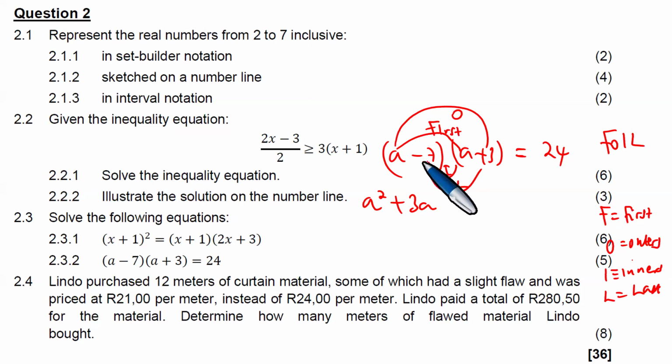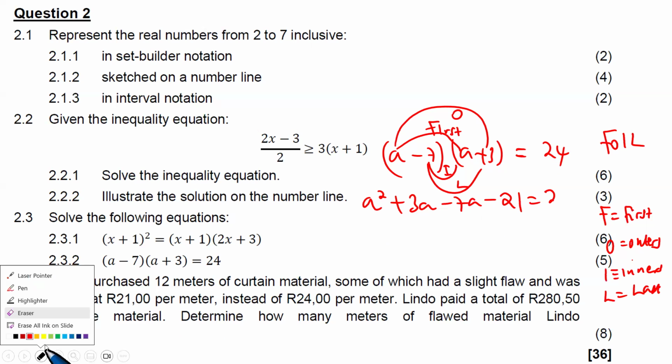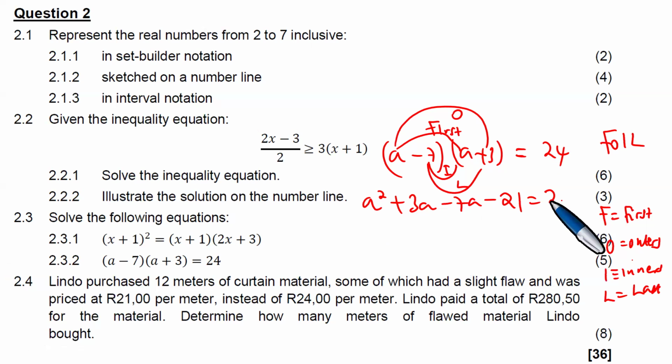So now we have the inners: minus 7 times a, which gives us minus 7a. And then the last: minus 7 times 3, which is minus 21. So a squared minus 4a minus 21 equals 24. The 24, when you bring it across, becomes negative, so we get a squared minus 4a minus 45 equals 0.